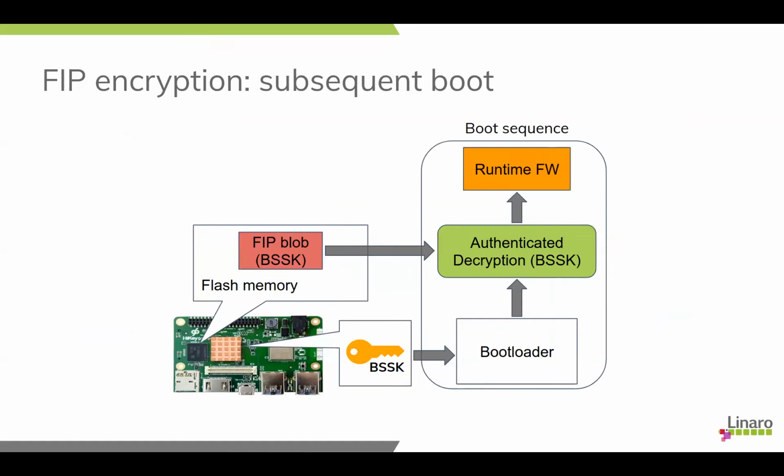So now let's see what happens on the subsequent boot. The bootloader will now use the BSSK key to do the authenticated decryption for the FIP blob that is present on the flash memory, and thereby load it onto the memory and continue the device boot sequence. So in this way, we achieve the benefits of both the key types, having the shared secret key to provide a single firmware image that is easy to deploy and update, and also the benefits of the BSSK, which adds the security.